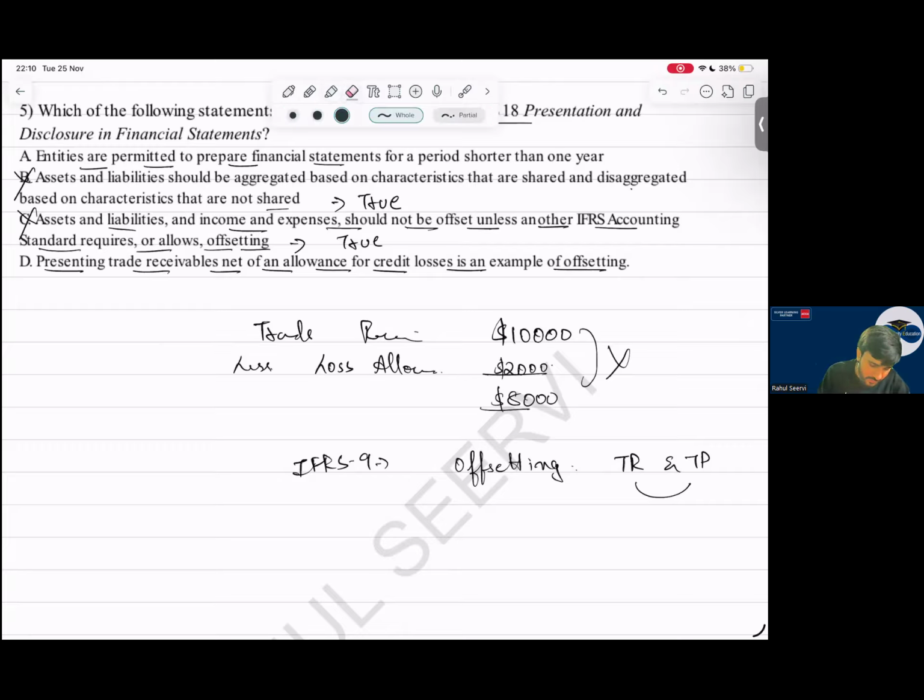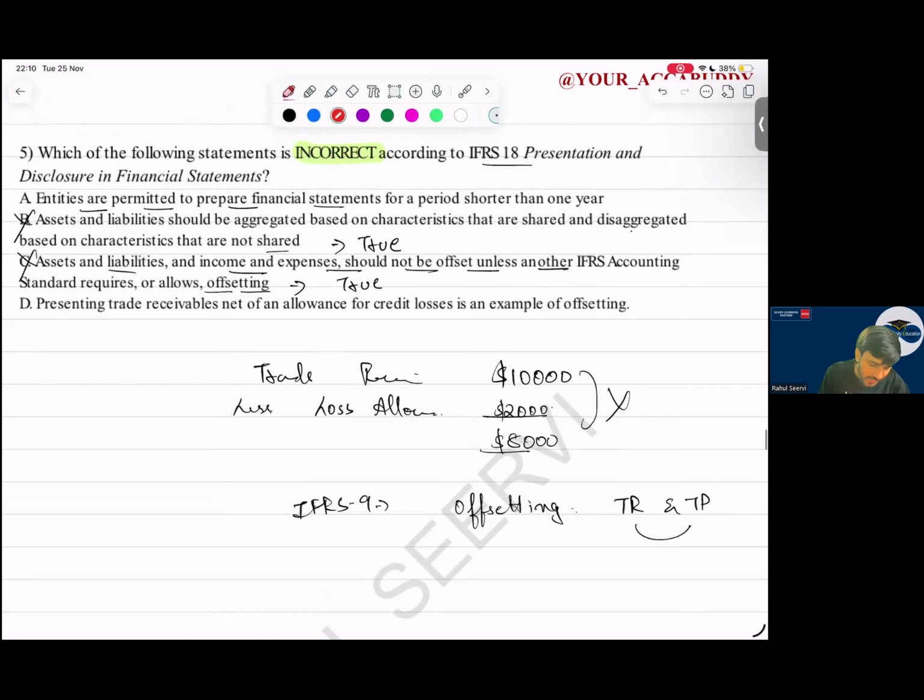Is this incorrect or not? Yes, sir, this is incorrect. Offsetting does not mean this. This is the incorrect statement. Okay, sir. So there are two things now. We have to decide the answer. Entities are permitted to prepare a financial statement for a period shorter than 1 year.